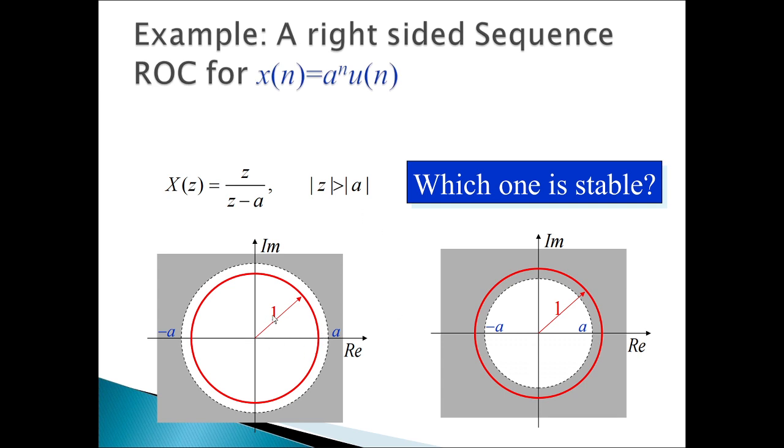See this one: here the unit circle of radius 1 is where the Fourier transform represents the Z transform, and I can assume this point is a. The area where the z value is more than a is where the region of convergence can exist.